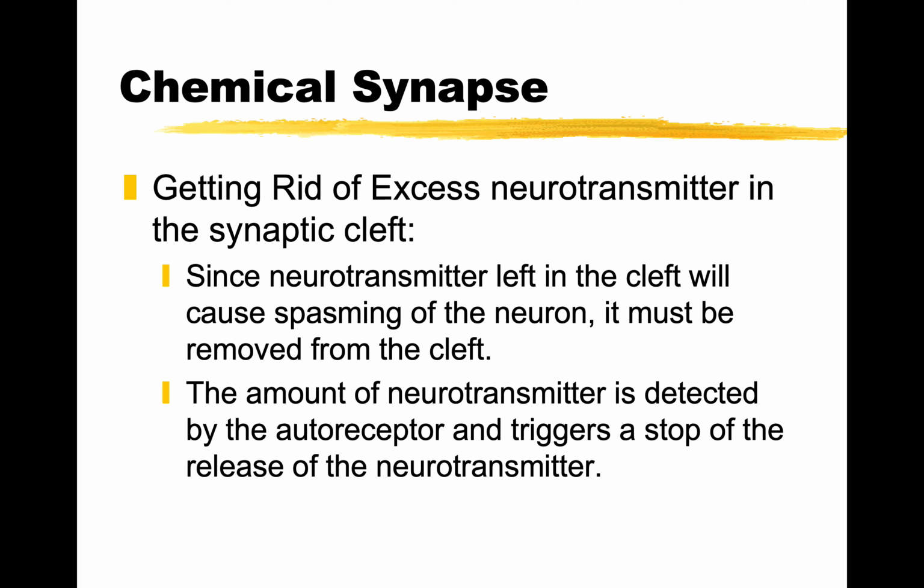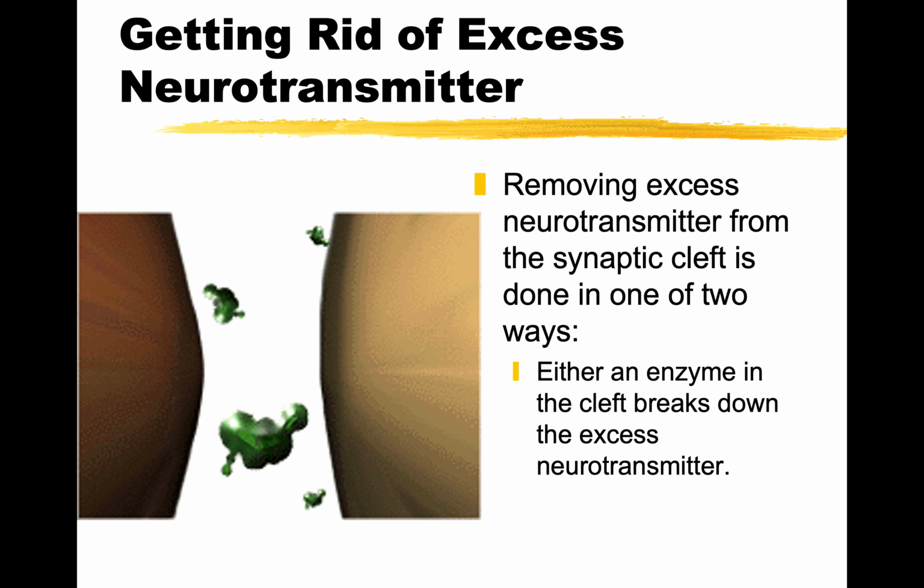That's not good. Getting rid of excess neurotransmitter in the synaptic cleft, there are two ways to do it. If you leave it in there, of course, the neuron will spasm. So you need to remove it. The amount of neurotransmitter is detected by the autoreceptor and triggers a stop to the release of the neurotransmitter. Now it's stopped releasing it, but now we need to get it out of there. Removing excess neurotransmitter from the synaptic cleft is done in one of two ways.